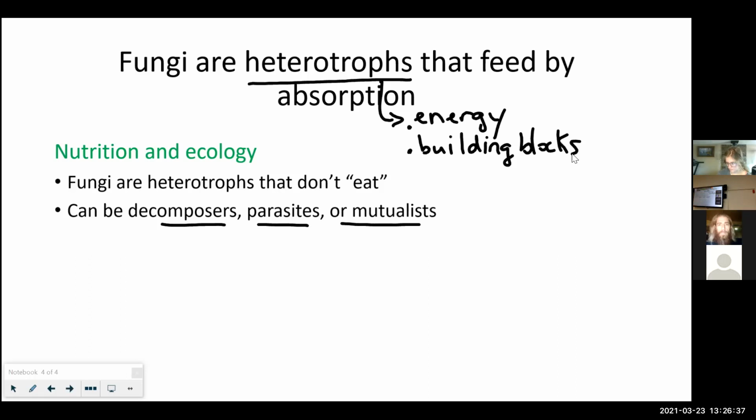These other terms, decomposers, parasites, or mutualists, those are terms from ecology. And so they describe interactions relative to the organism's environment.